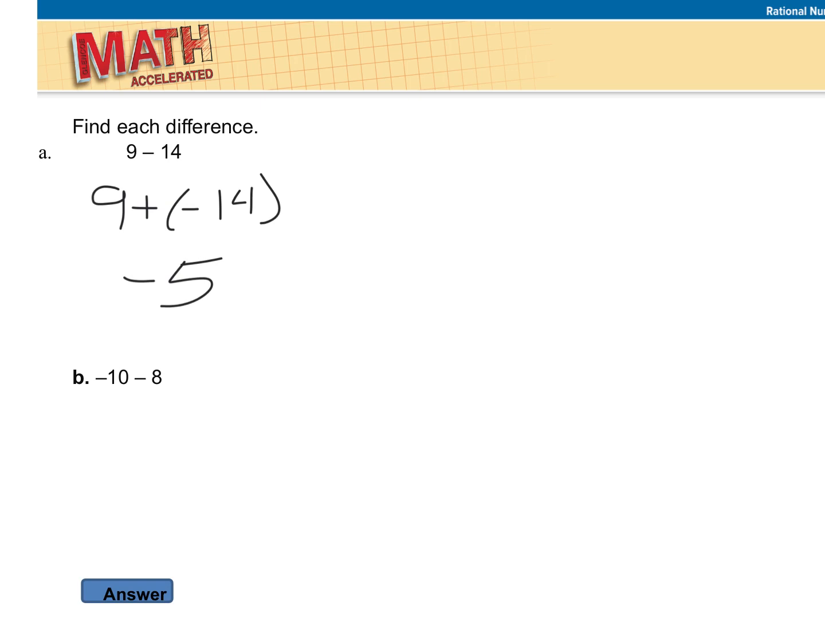Negative 10 minus 8. What's a different way I can write that, Robert? What's a different way I can write that second one? Negative 10 plus negative 8. Good. What do you get for that one, Robert? Negative 18. Does everyone agree?